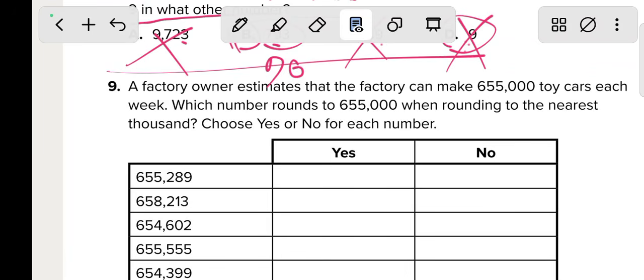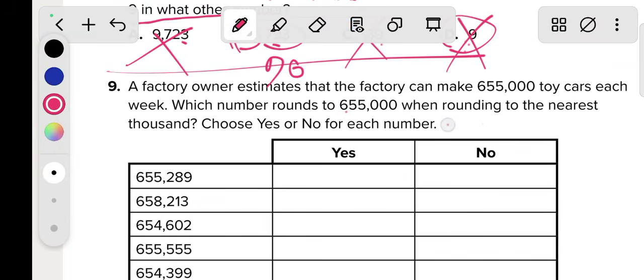A factory owner estimates that the factory can make 655,000 toy cars each week. Which number rounds to 655,000 when rounding to the nearest thousand? Choose yes or no. That means you have to round all of these numbers to the nearest thousand, and the number must be 655,000. Okay, let me check.